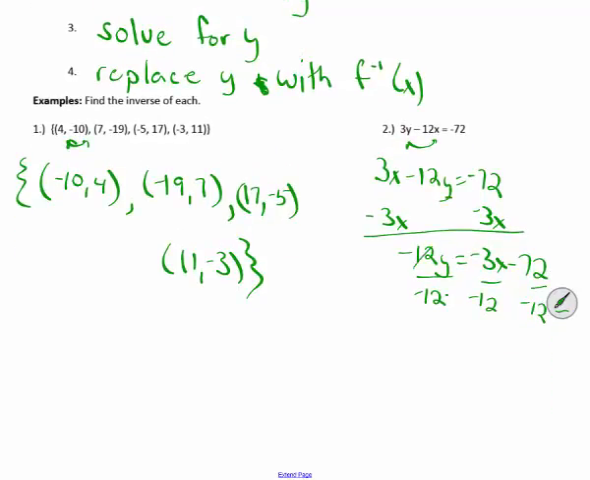It's not just doing the first one. So the 12s cancel. -3 divided by -12, I'm going to keep it as a fraction and reduce it down to 1/4 x. -72 divided by -12 is +6. And then I'm going to replace this. So this is now going to be f -1 of x, the inverse, 1/4 x plus 6. All right, let's try another one.